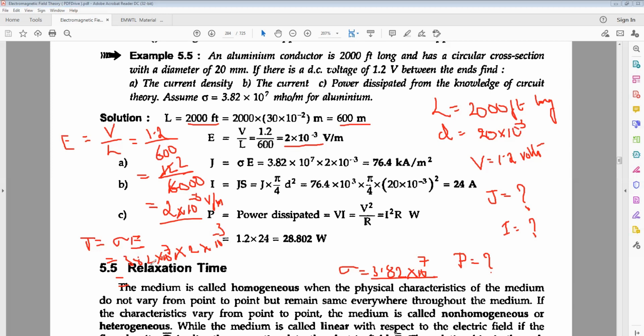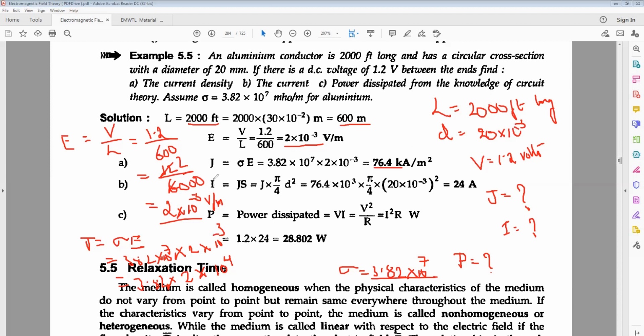Sigma is given as 3.82 × 10^7, and 10^-4 × 2. Here you can write 10^7 minus 10^-3 is 10^4. Got it, my students? Simplify this function and we get J = 76.4 kilo ampere per meter square.